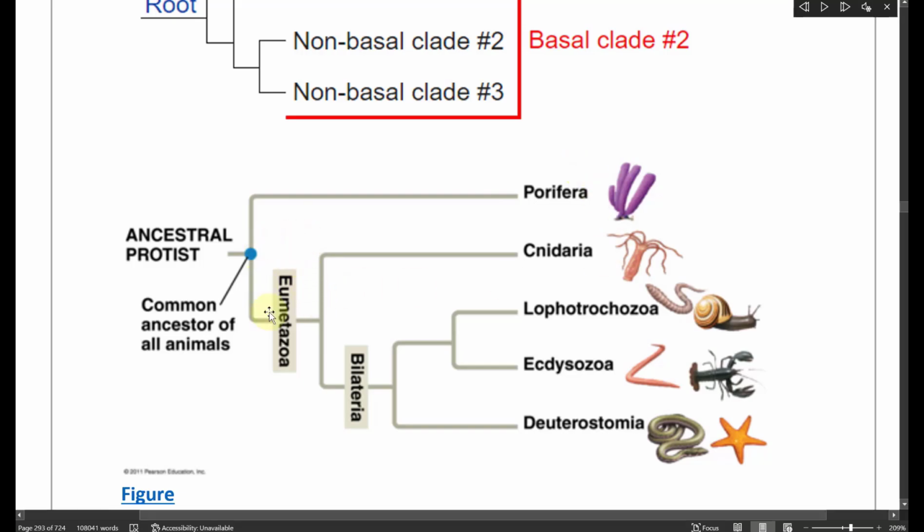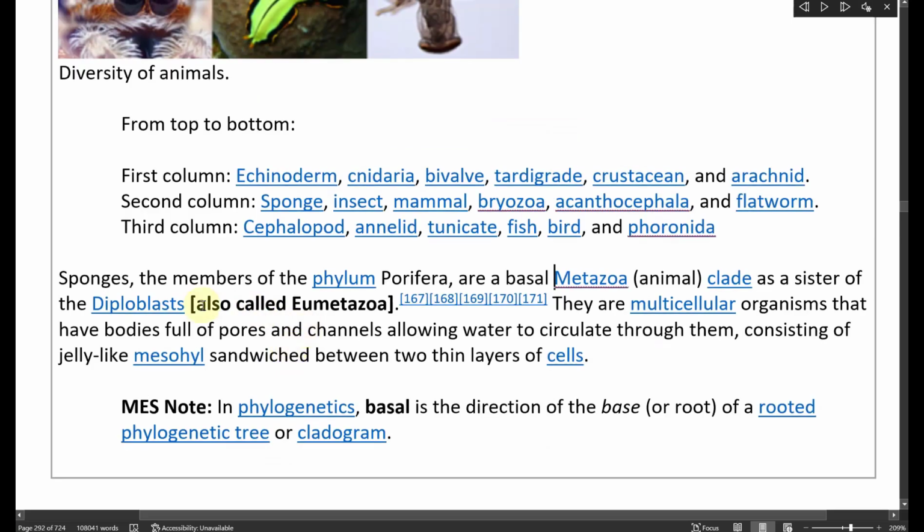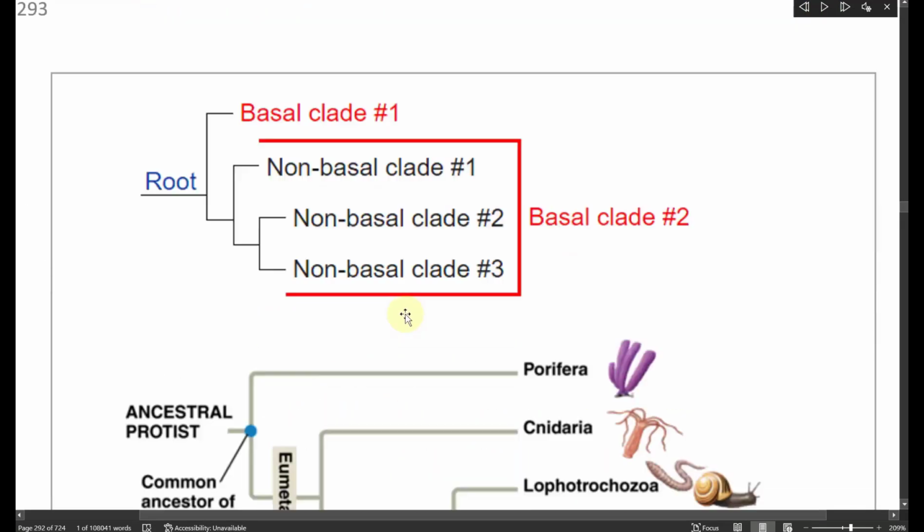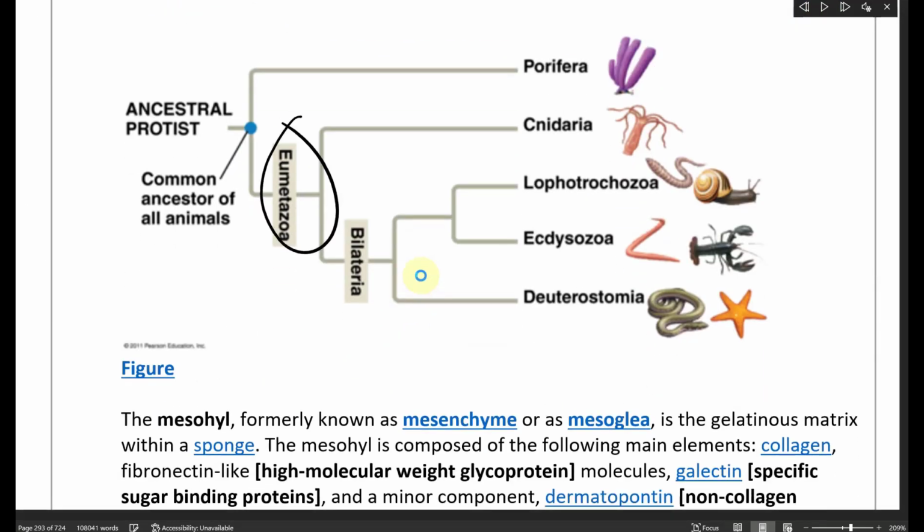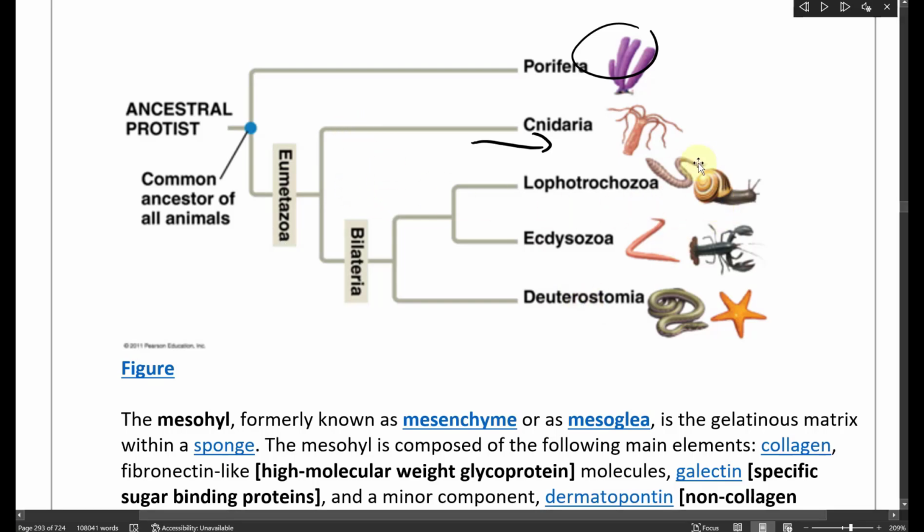And it's a sister of the diploblast clade, also called Eumetazoa. So there's this Eumetazoa over here. There are the sponges, then you have Cnidaria, and then these other groups: Lophotrochozoa, Ecdysozoa, and Deuterostomes like starfish. Very interesting setup.